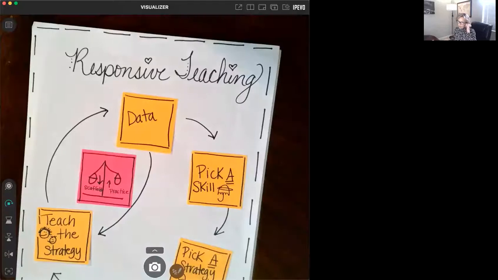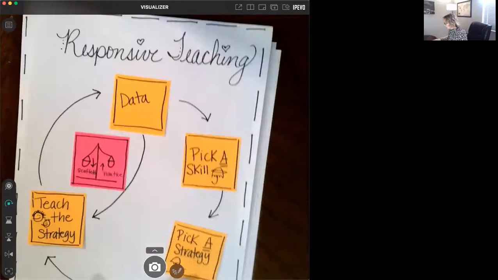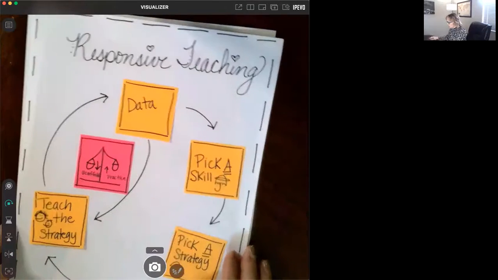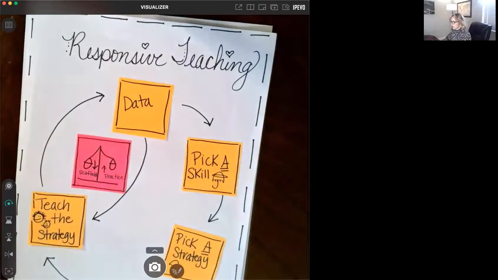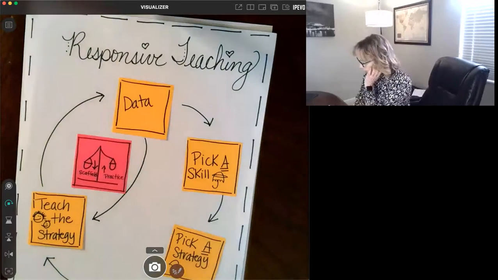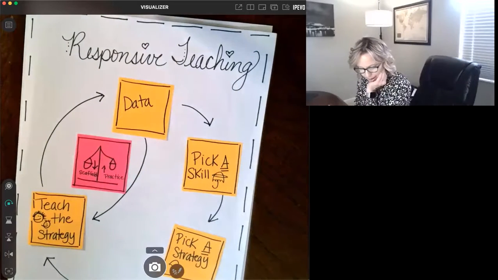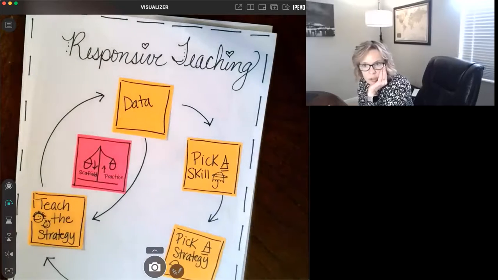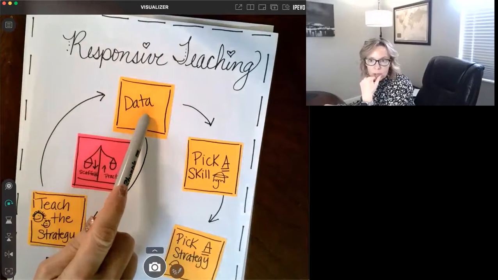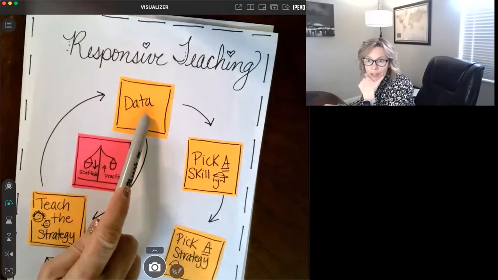Let's go back to the document camera. Okay, responsive teaching. This is just like a little cycle that shows the responsive teaching cycle. So I want to take just a moment to share with you that I was teaching my boys, years ago, how to do laundry. And so the data that I was collecting was that I was doing all of the laundry and that they were not doing any laundry.